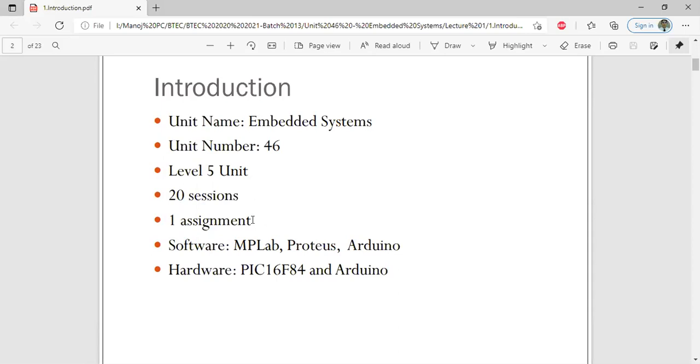And here are the software that you need. This is MPLAB, Proteus, and the Arduino one. And when you are working with MPLAB and Proteus, you don't require any other hardware, right?